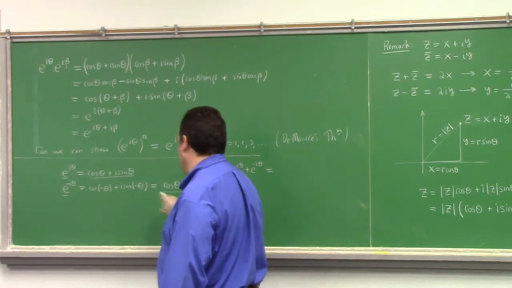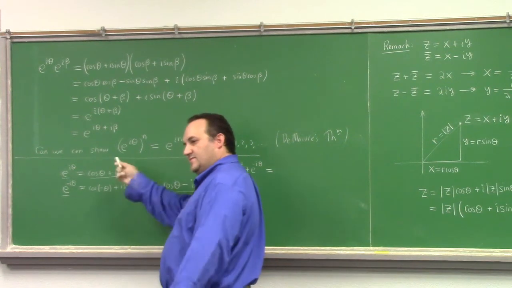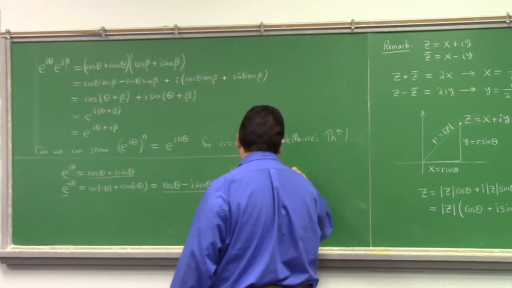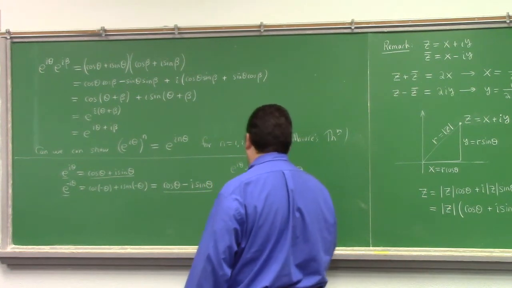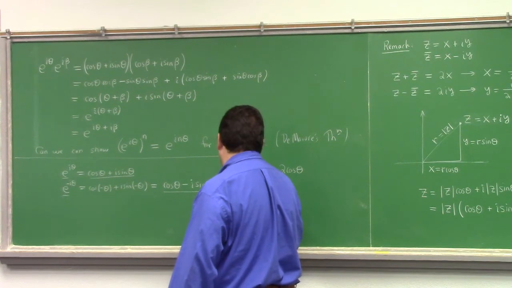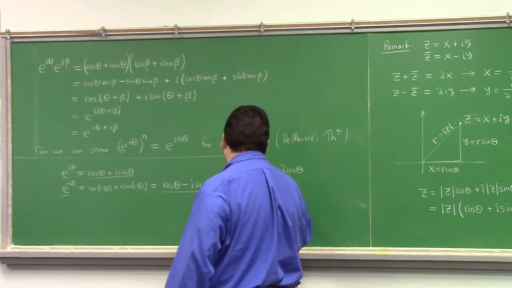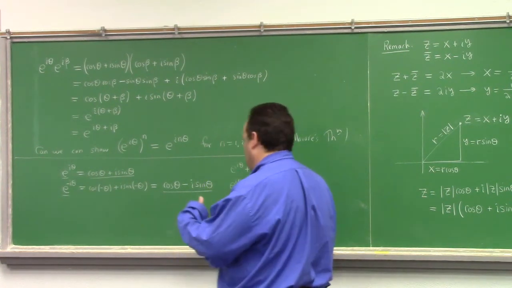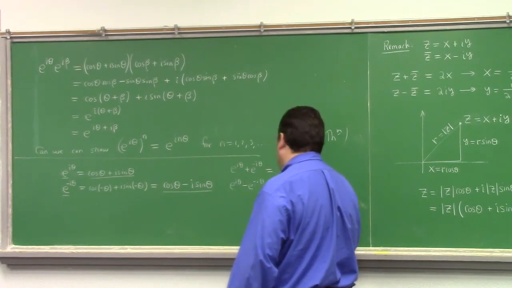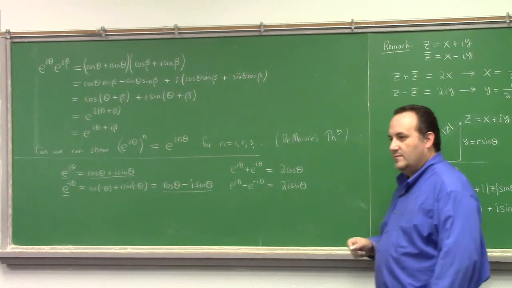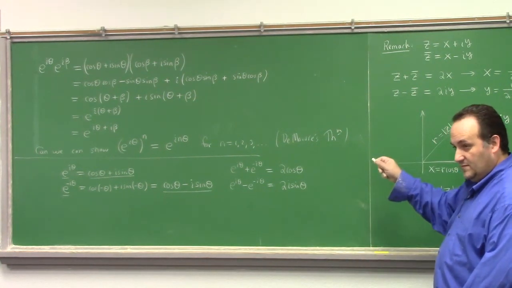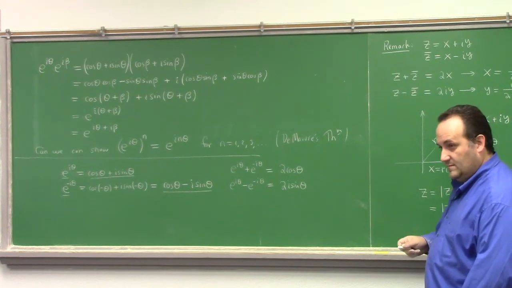Well, the sine theta terms cancel, right? And we get, right, which is kind of neat. On the other hand, if we take their difference, the cosines cancel, and we get 2i sine theta. So we actually can find formulas for cosine and sine.